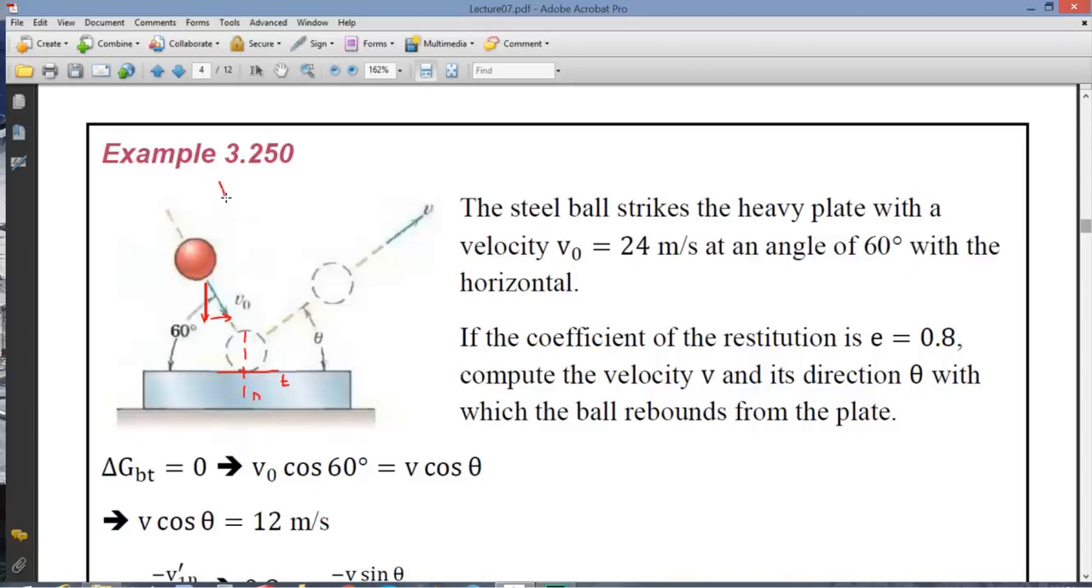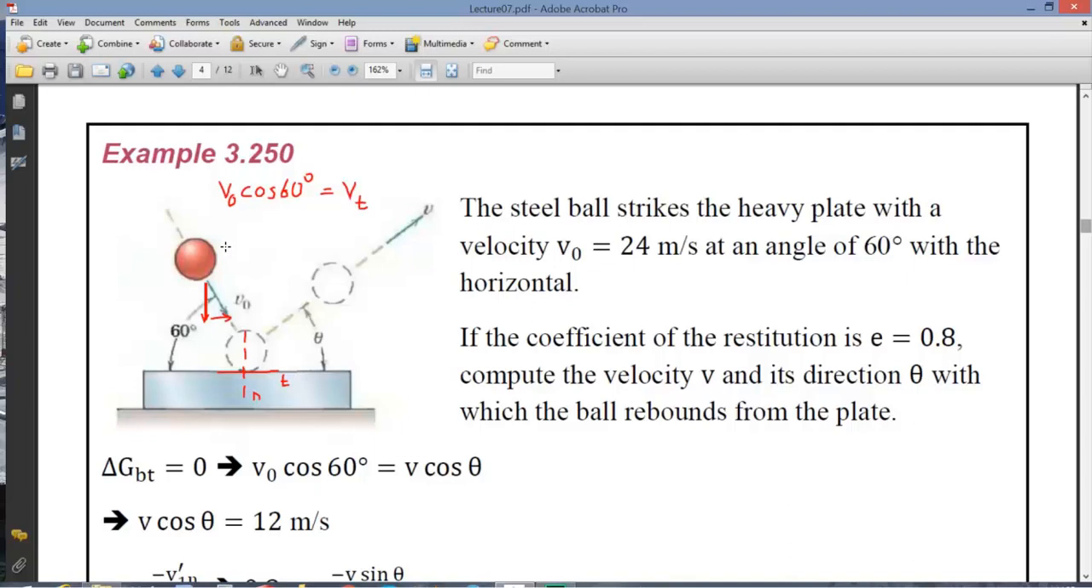So whatever v0, and since this is 60 degrees, we are talking about cosine 60, it's going to remain as the tangential velocity component of the new velocity of the ball. So if we say that's v, as identified in this figure, this is v tangential. Okay, so it's going to remain the same.